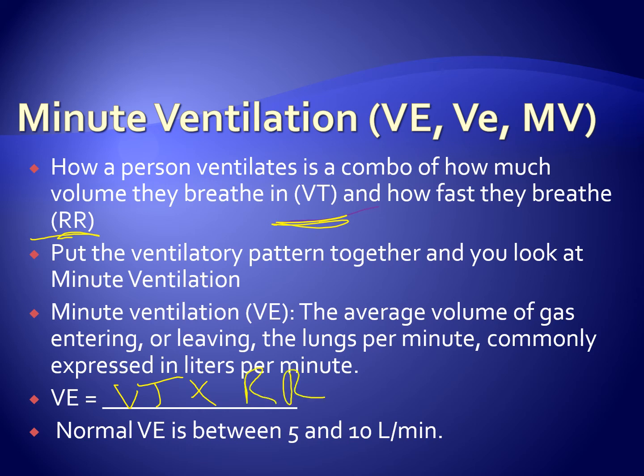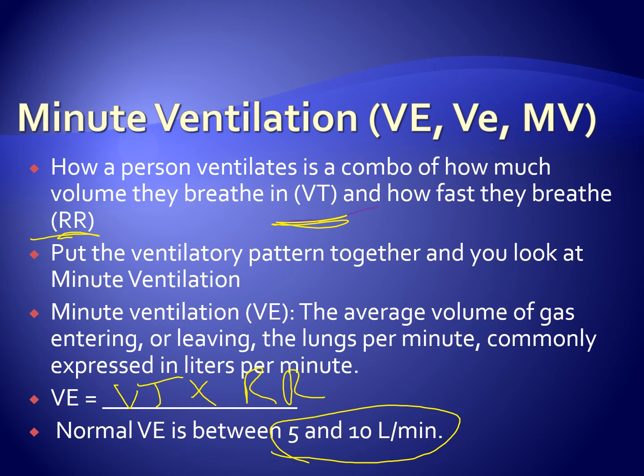Right? That's it. That's the whole calculation. And I will expect you to calculate this. This is on the worksheets for you to practice. So it's just tidal volume times respiratory rate, and that's how, over the course of a minute, how much gas are you exchanging? Well, a normal minute ventilation for an adult is about 5 to 10 liters per minute, right?